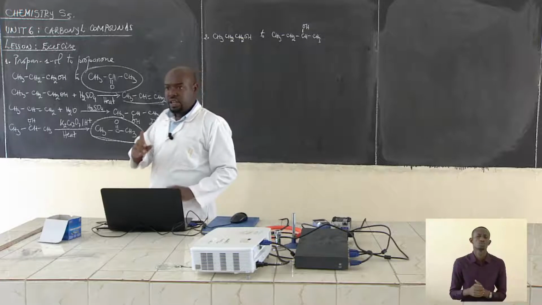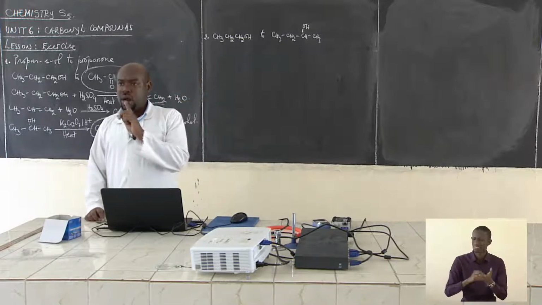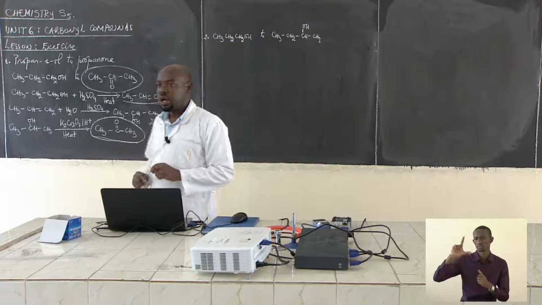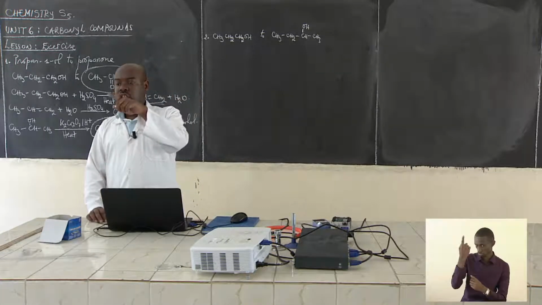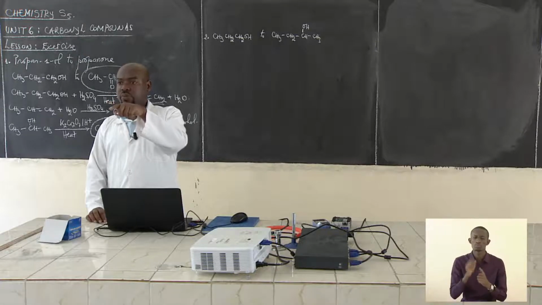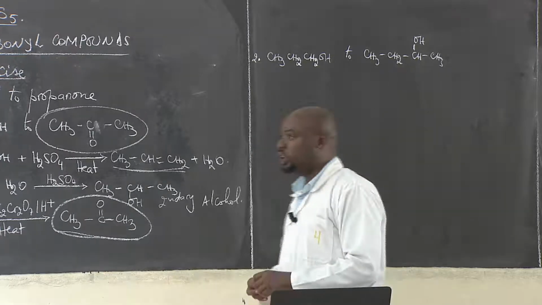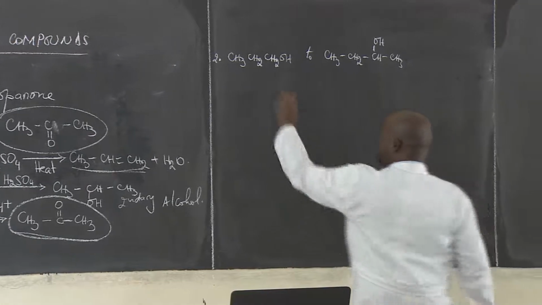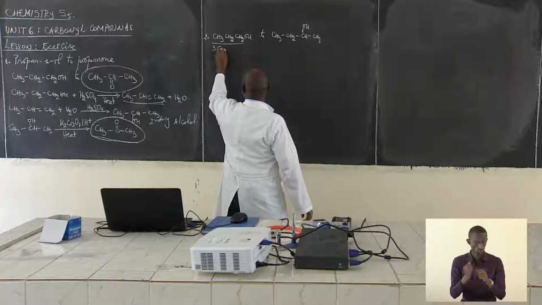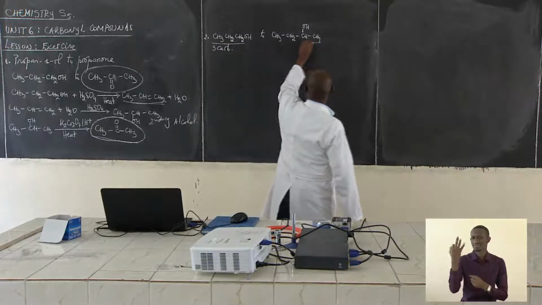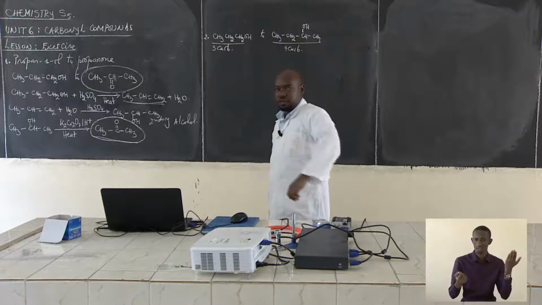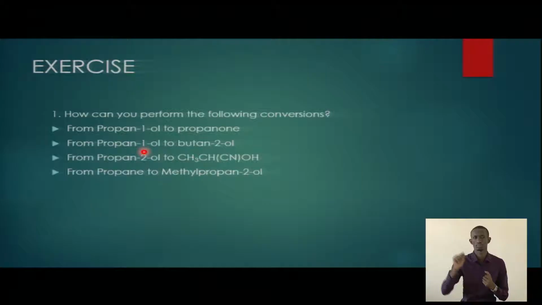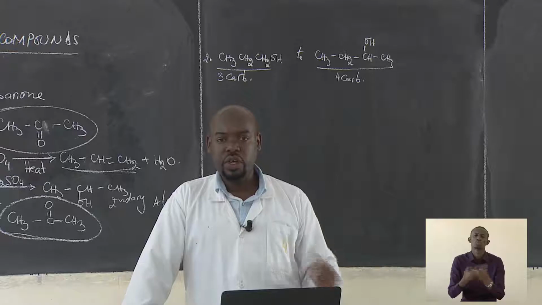So again, it is a secondary alcohol we want to produce, but from a primary alcohol. So we have to find a way of moving the OH group. But there is another thing which is new in this question. Here we have 3 carbon atoms. And here we have 4 carbon atoms. So how do we increase the chain? We have to increase the chain. This time there is no oxidation, but we have to increase the chain.